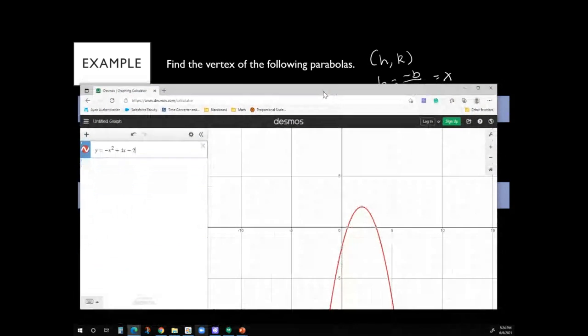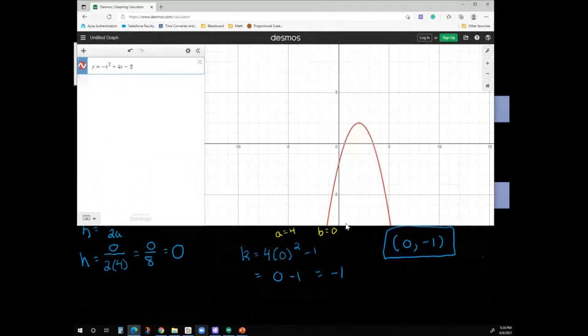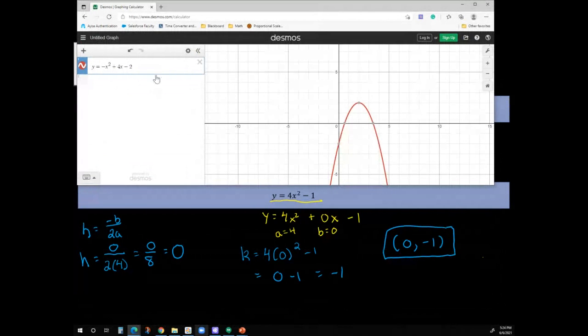So just to verify, we have 4x squared minus 1. And so it's a minimum here because the number in front of the x squared is positive, so it's opening up. And then our vertex here is at 0, negative 1. You can see it matches our calculations.